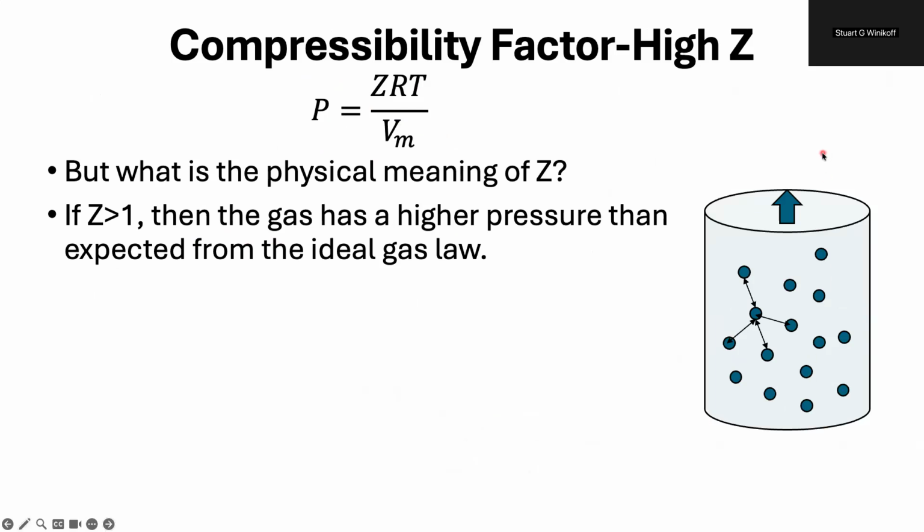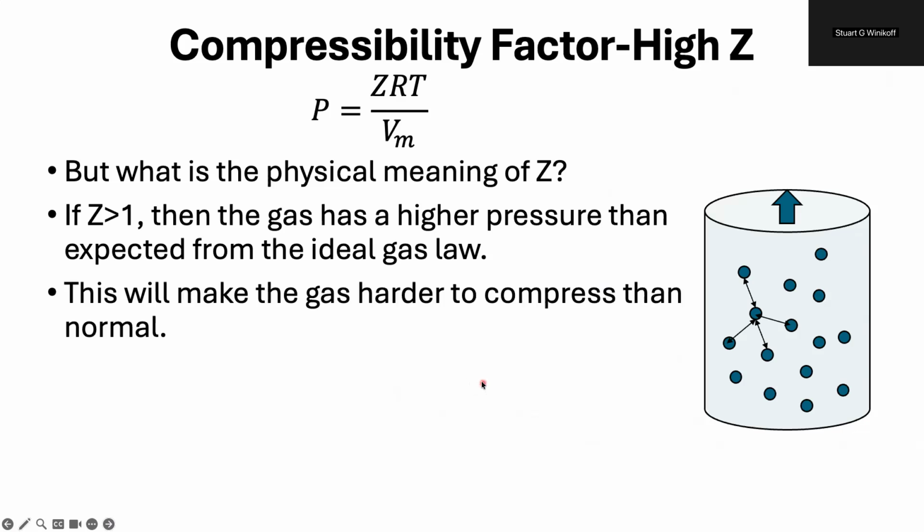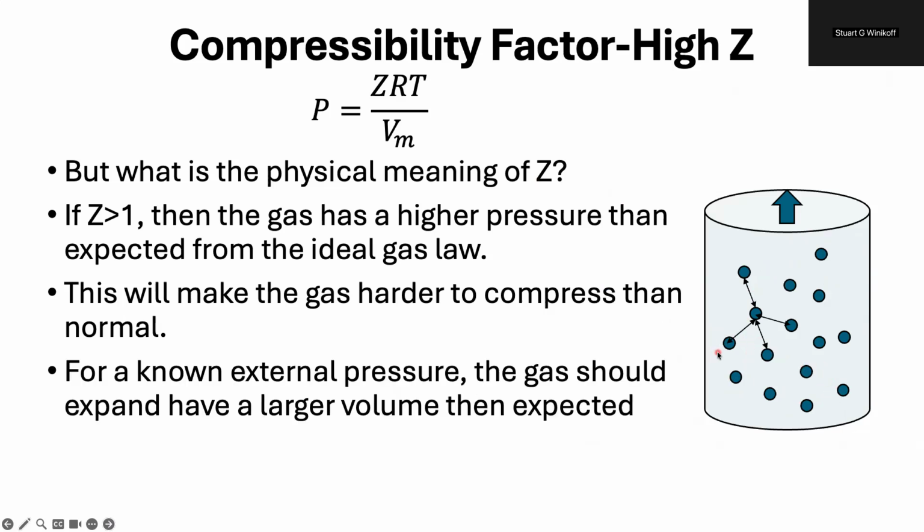The gas is going to exert more pressure on its container than we would otherwise expect from the ideal system. Now, that means that if I'm going to try and push on this gas or compress it, it's going to be much harder to compress than for an ideal gas, meaning it's going to be a lot more repulsive. And this is actually the origin of why Z is called the compressibility factor, is because it's going to tell me about how easy it is to compress a gas.